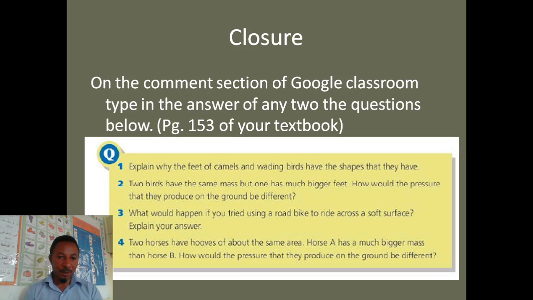Now these are the questions. Explain why the feet of a camel and waddling birds have the shape they have. Can you do that? Then just pick any two questions of your choice that you are comfortable answering, and then write the answer. After that, check back on the assignment section in the Google Classroom to see the assignment I've posted. Make sure you do it.